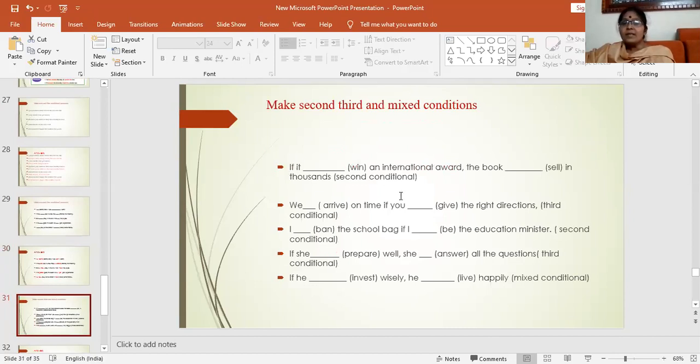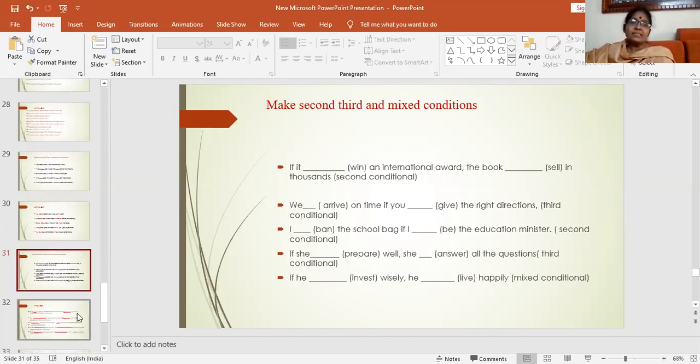Now, similarly, they have again given us some blanks and are asking us to make second, third or mixed conditionals. The sentences are: If it dash an international award, the book dash in thousands. We dash on time if you dash the right directions. I dash the school bag if I dash the education minister. If she dash well, she dash all the questions. If he dash wisely, he dash happily, right?